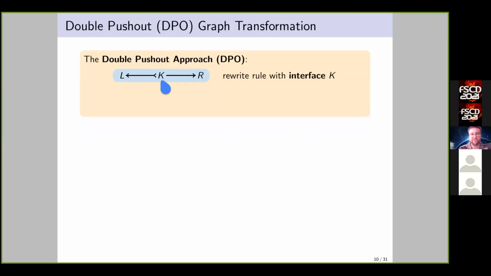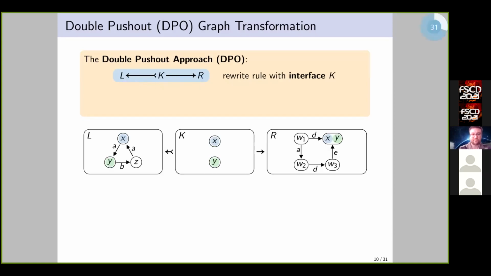K is our interface, and we have a graph homomorphism into the left-hand side from K and into the right-hand side. So we can think of K as giving names to the nodes in the left. And due to K, we also know where these nodes end up in the right-hand side. So if we say that the connections, the incident edges, the connections with the host graph can only be to these named nodes, then it's clear how we should reconnect them in the right. And that's exactly what the double push out does.